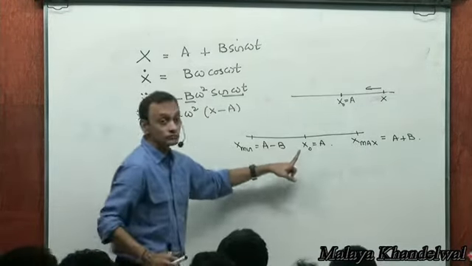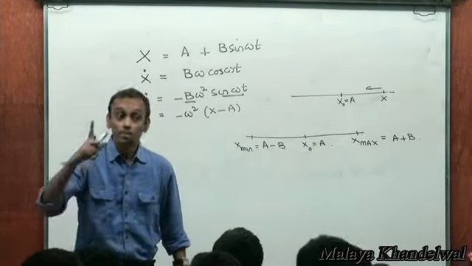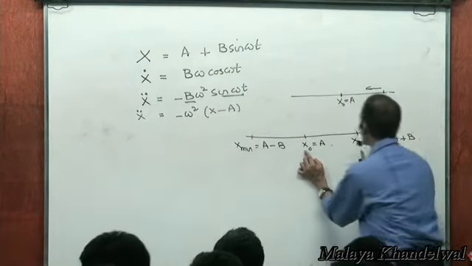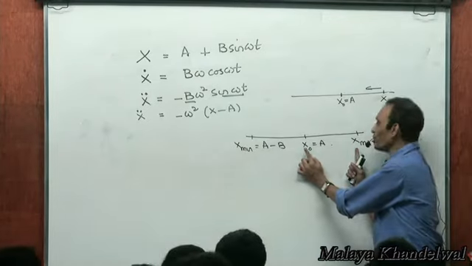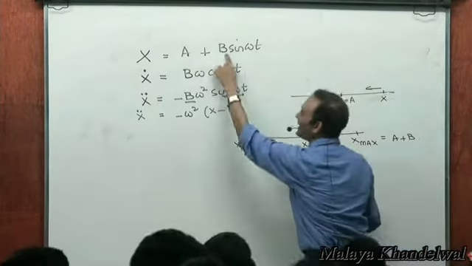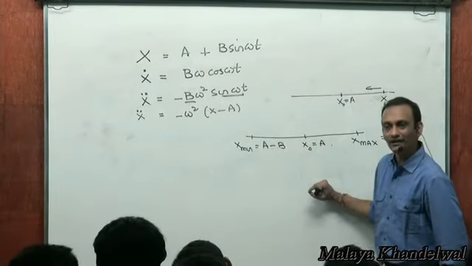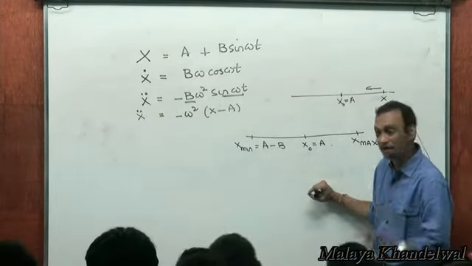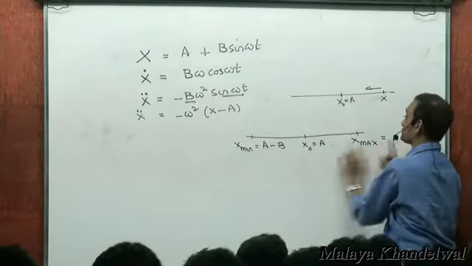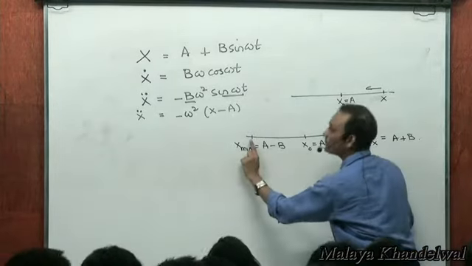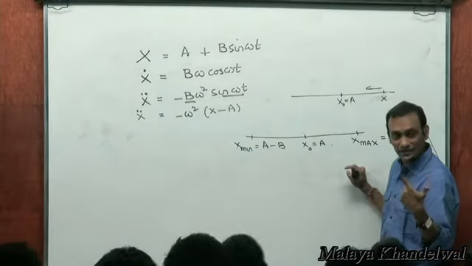And what's the amplitude of motion? No, b. The distance between the mean position and the extreme position is b units. That's the amplitude of motion. The amplitude of this motion is b, not a. Mean position is x naught equal to a. x max is a plus b, which is b units to the right, and it goes b units to the left of x equal to a. Right? Do you all get this right?